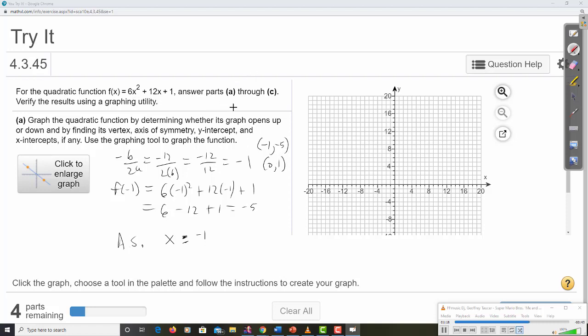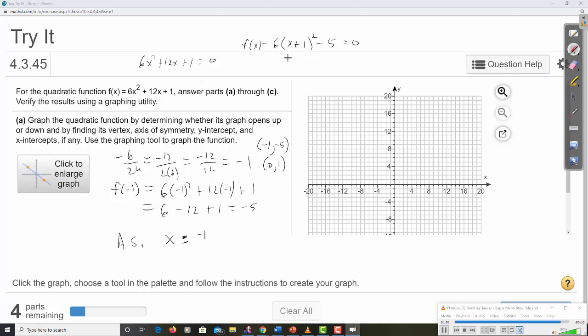If you want to find the x-intercept, there's really two options. You can do 6x squared plus 12x plus 1 equals 0 and do the quadratic formula. Or you can get the vertex form. You don't even have to complete the square to find it at this point. The vertex form is going to be 6 because the a's are the same in both forms. The vertex was at (-1, -5), so x minus -1 is x plus 1, and then minus 5. So that's the vertex form.